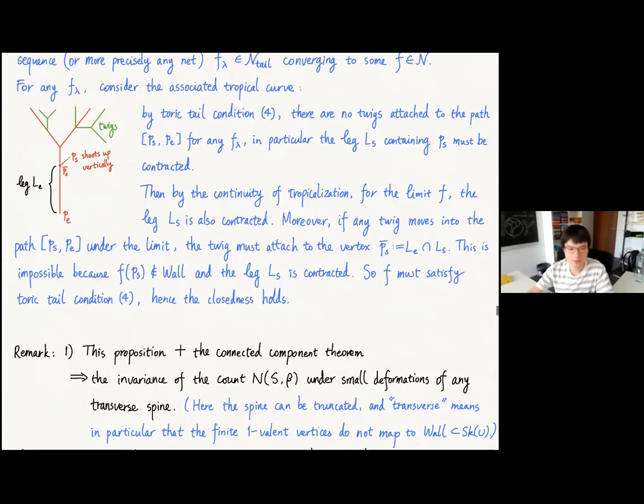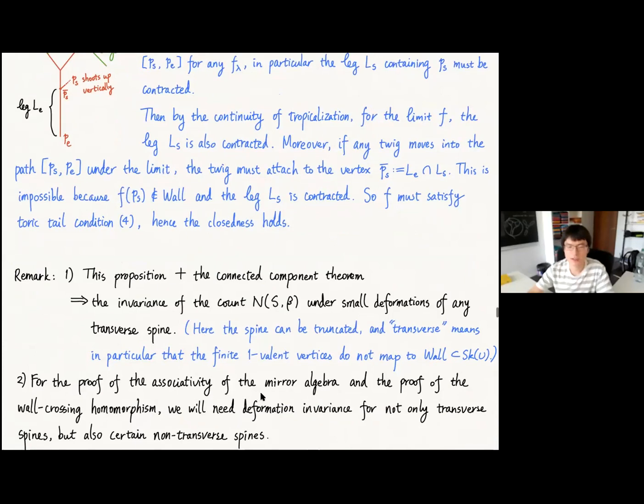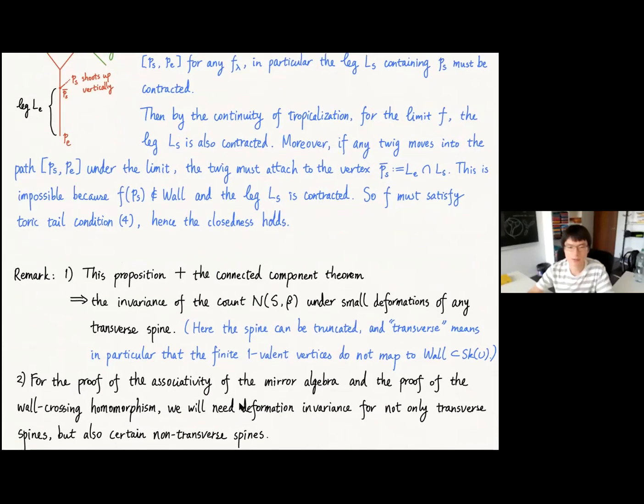Second remark, for the proof of the associativity of the mirror algebra and the proof of the wall-crossing homomorphism, we will need deformation invariance for not only transverse spines, but also certain non-transverse spines.